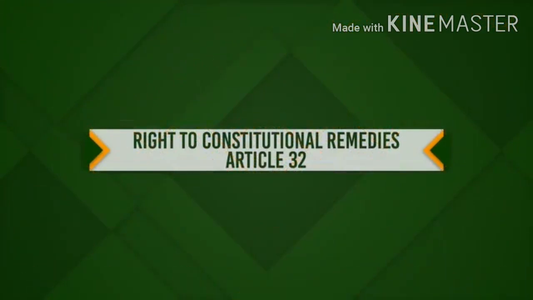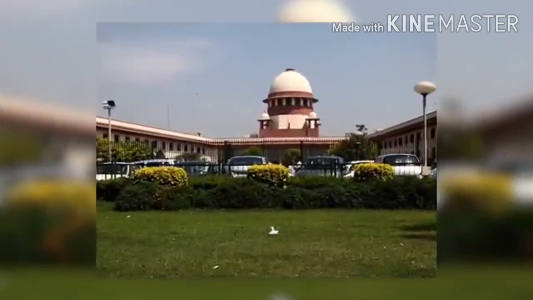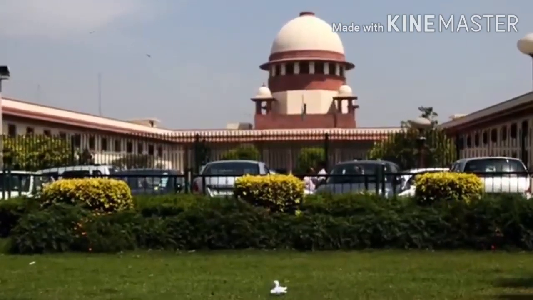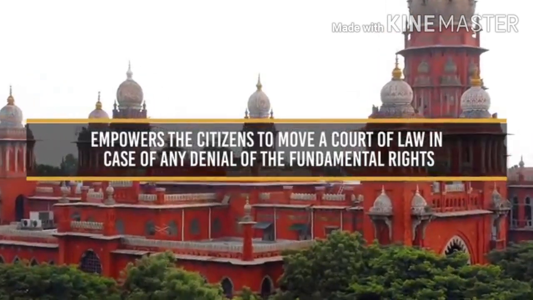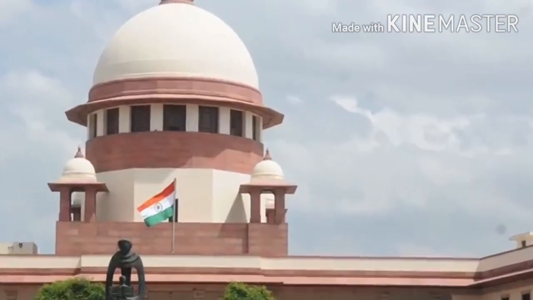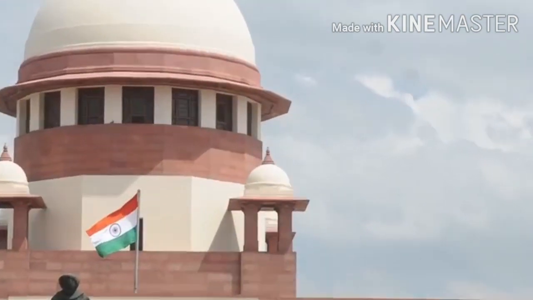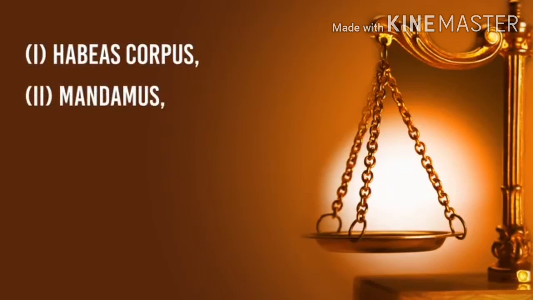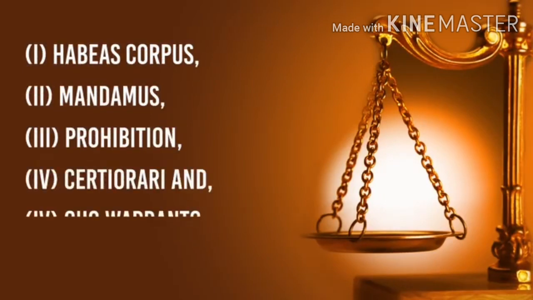Number 6. Right to constitutional remedies. The right to constitutional remedies, provided in Articles 32 to 35, empowers citizens to move a court of law in case of any denial of the fundamental rights. Article 32 provides the right to move the Supreme Court for the enforcement of fundamental rights, including the writs of habeas corpus, mandamus, prohibition, certiorari, and quo warranto.